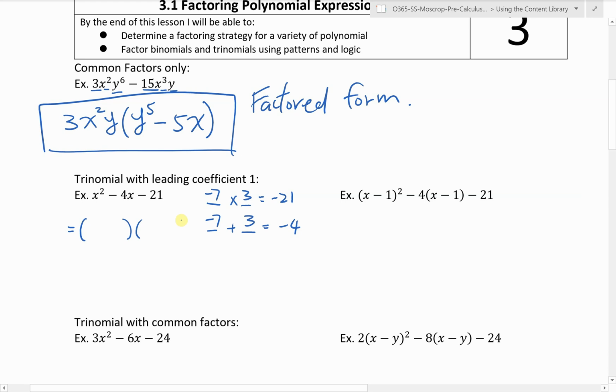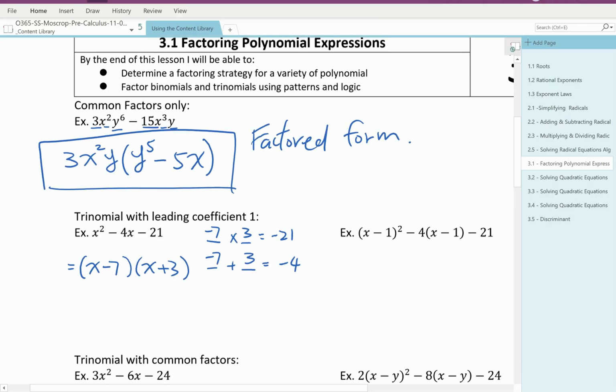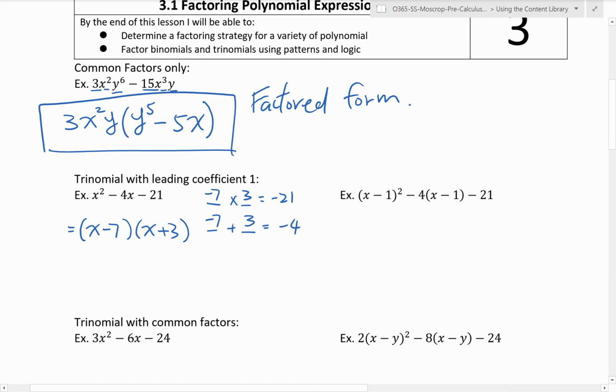When you factor simple trinomials, it's always going to start with x and x there. It's negative 7, that's the number we got, and then positive 3, that's the number we got, and that's it. If you're not sure, you can always check by expanding. So I'm just going to show you how to check with this question, and then you can do the rest if you wanted to.